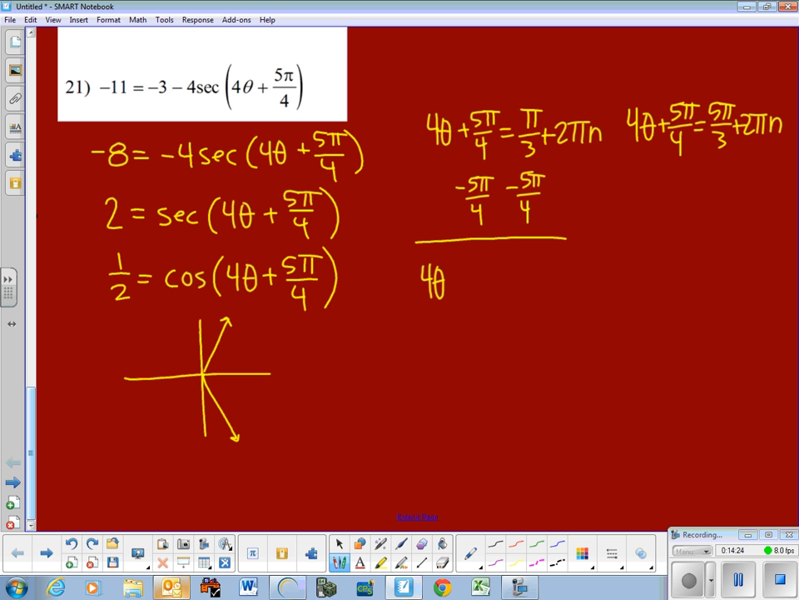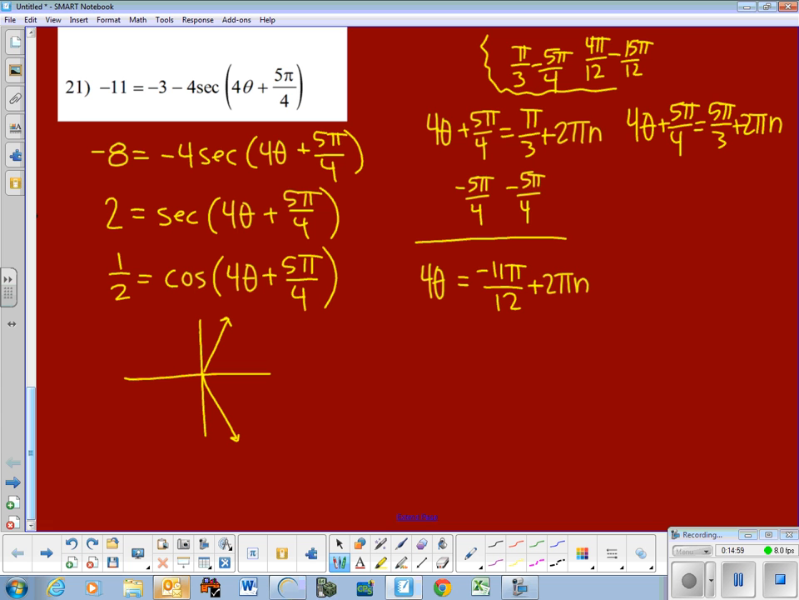So I need to know what pi over 3 minus 5 pi over 4 is. This is just side note, scrap work. That is 4 pi over 12, and then to get 12, that's minus 15 pi over 12. 4 minus 15 is negative 11 pi over 12. Plus 2 pi n.